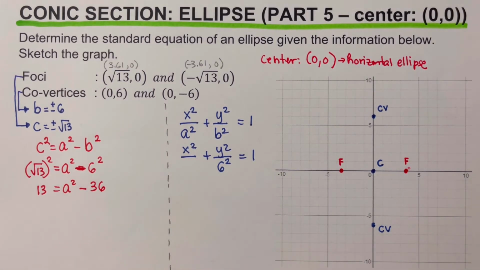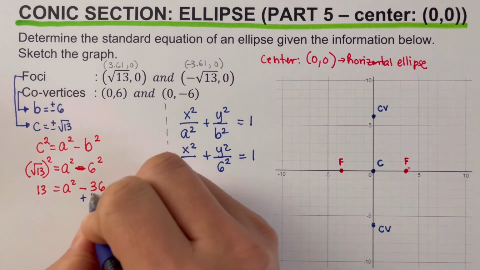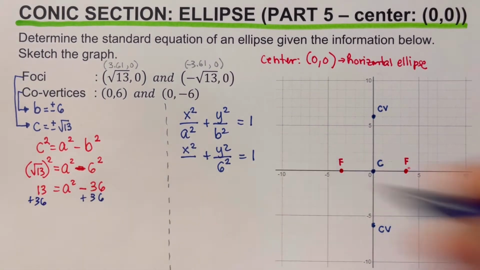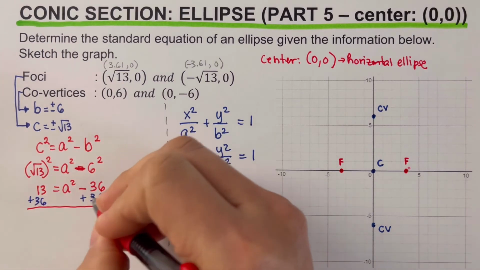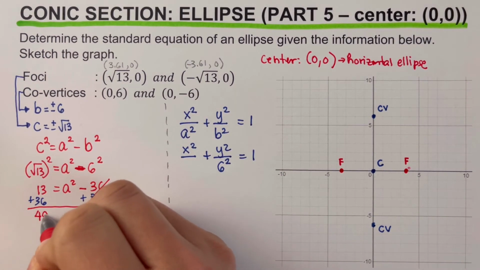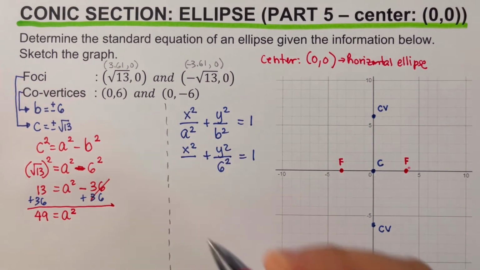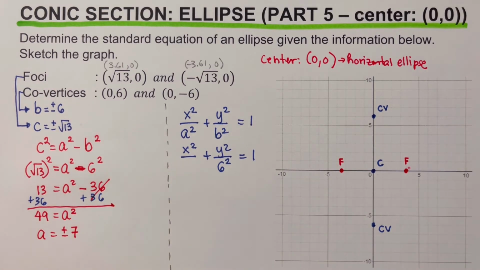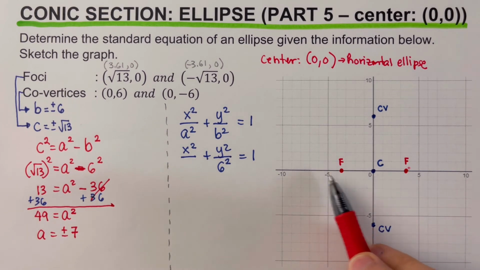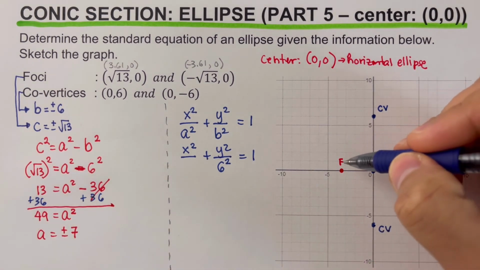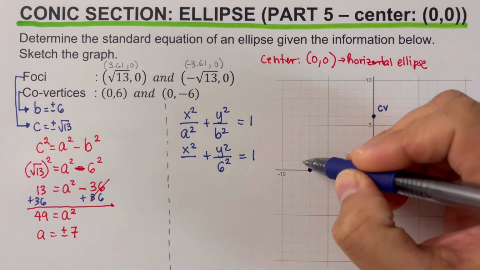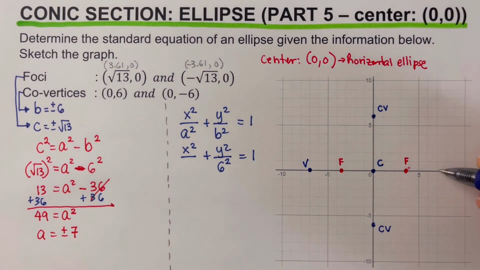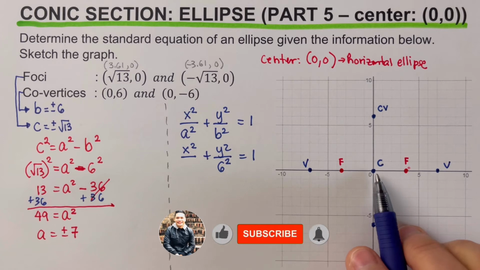We want the A, so we can go ahead and add 36 to both sides, plus 36. So this comes out, we can cross this out. So this becomes 49 equals A squared. This tells us that our A then is plus minus 7. So that means we go ahead and count 7 steps to the left and 7 steps to the right. So this is the point for the first vertex, and this is the other vertex up here. So I'm going to label that as letter V. So plus 7, minus 7.